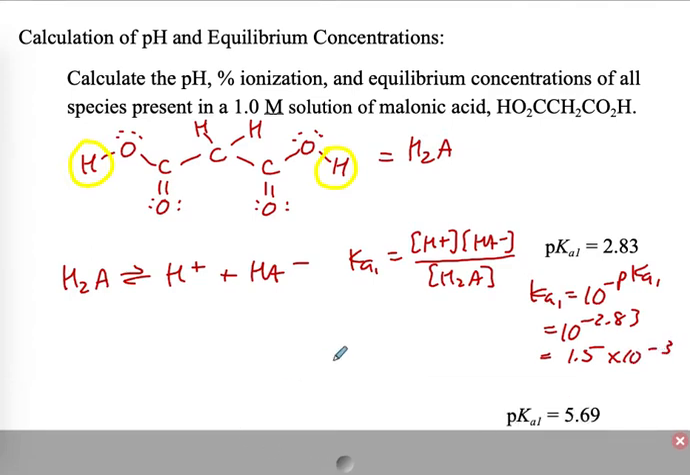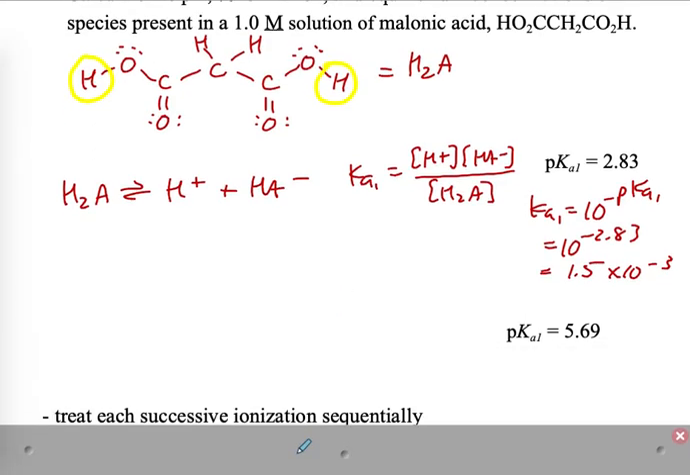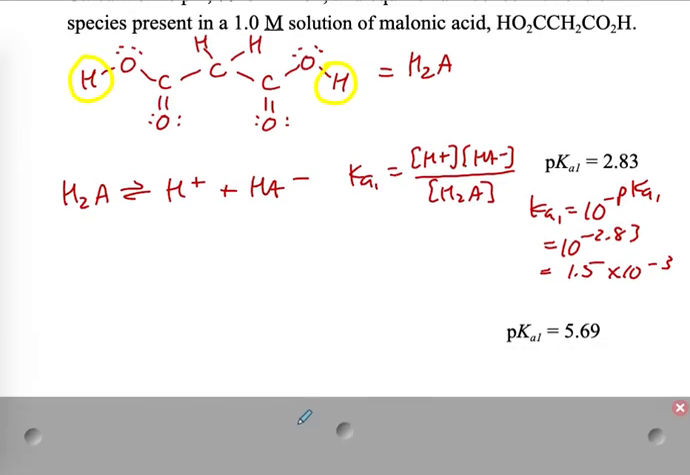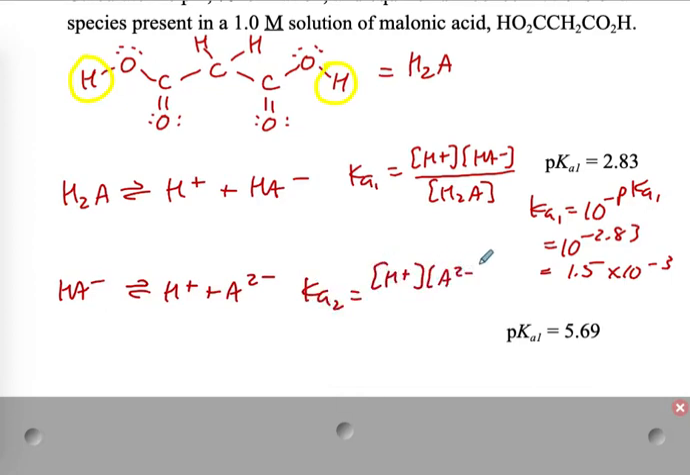Now, for the second ionization, HA minus is in equilibrium with H plus and A2 minus. Ka2 is H plus times A2 minus over HA minus.